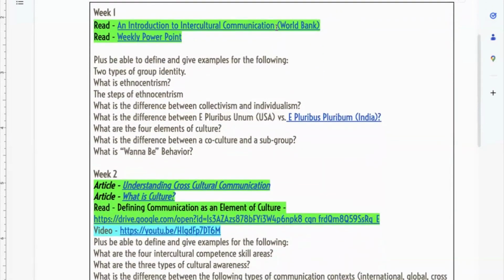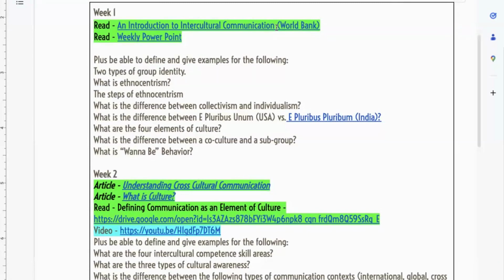During week 1, we looked at the World Bank Introduction to Intercultural Communication, and we also did the weekly PowerPoint. From those items, you need to be able to do the following. Know the two types of group identity, and those are from your weekly PowerPoint. And then know the definition of ethnocentrism.